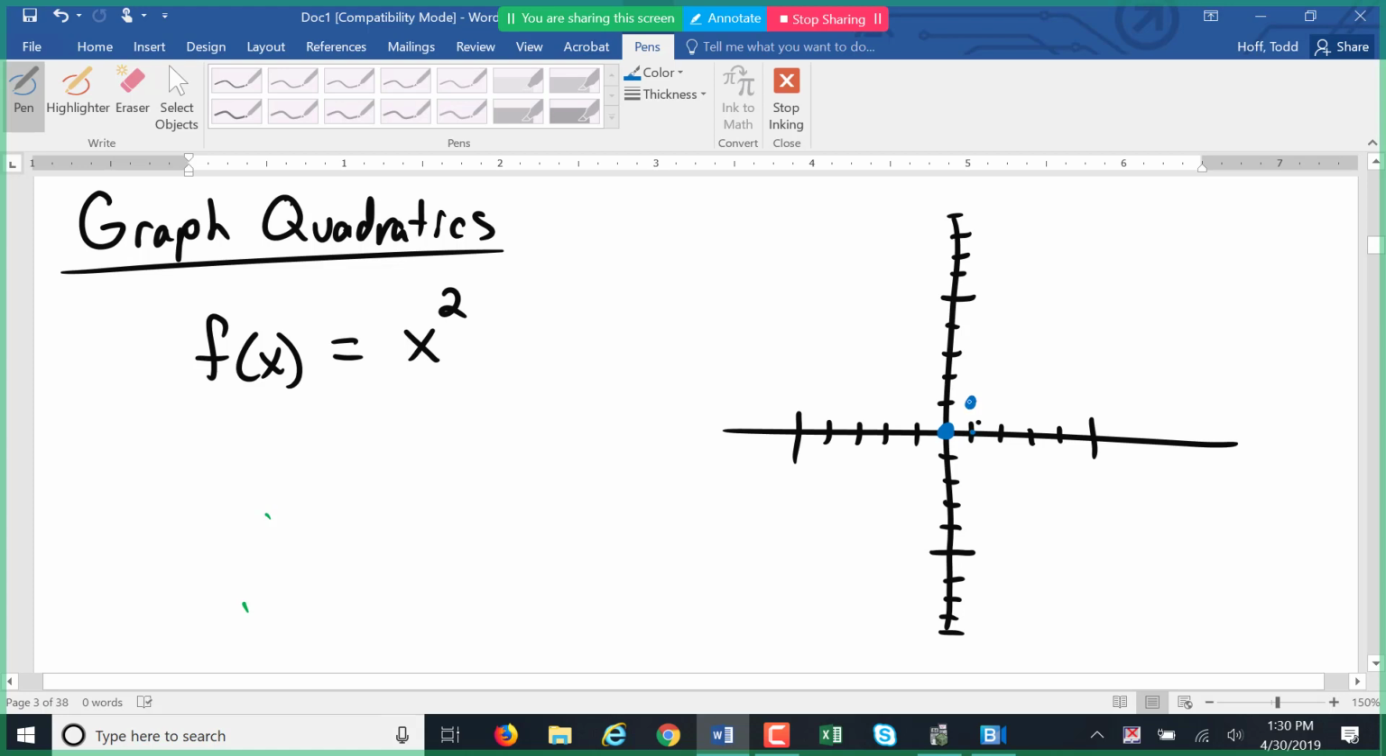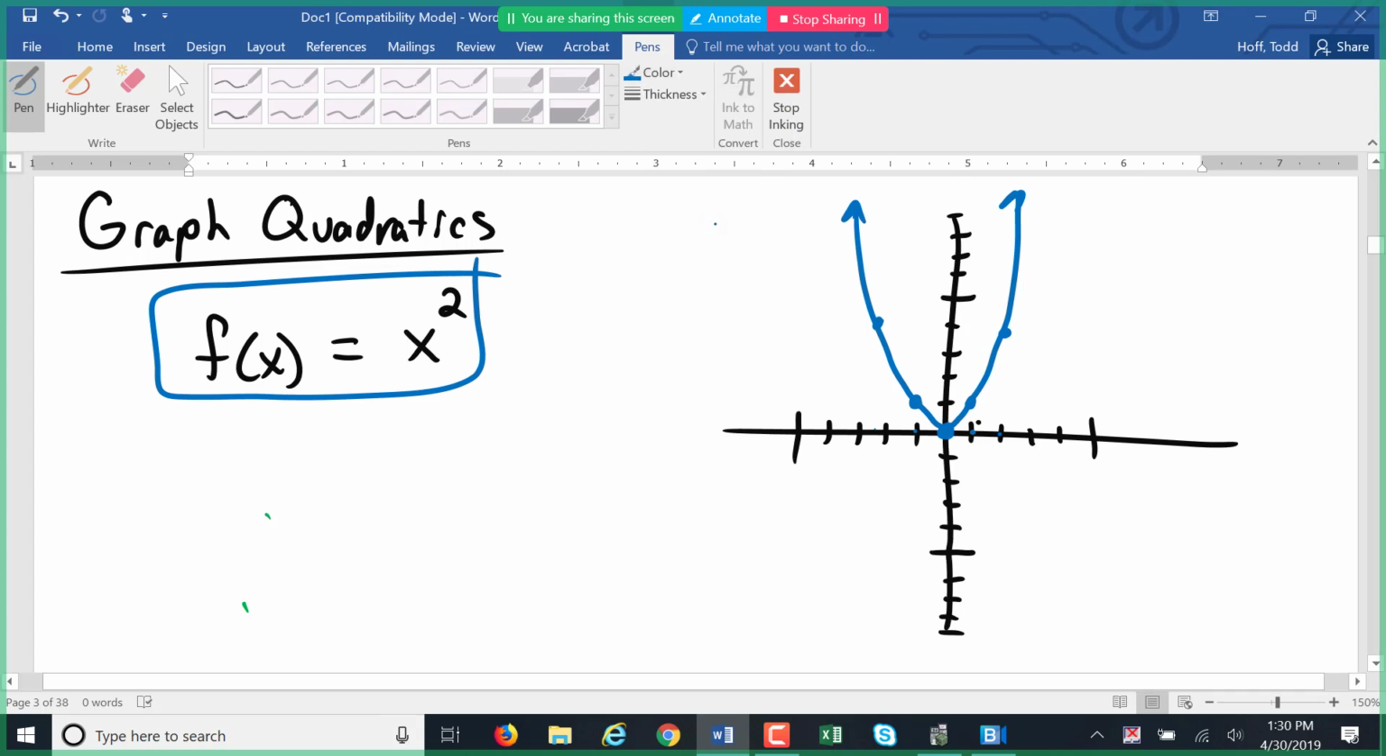If you go over 1, 1 squared is 1. Go over negative 1 squared is 1. If you go over 2, 2 squared is 4. Go over negative 2 squared is also 4. Get that parabola that looks like that. And some of the things we did with that, we could add or subtract to the x. And remember, whatever we did to the x, the vertex actually goes the opposite direction along the x-axis. So x minus 2 means the vertex moves over to positive 2.